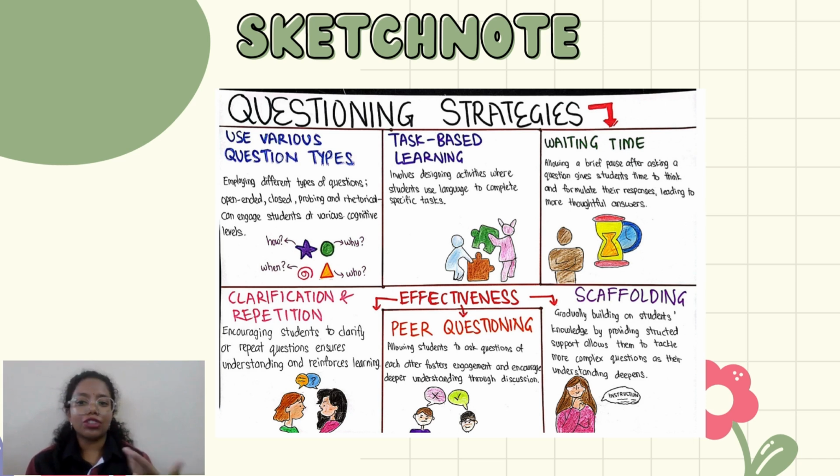Next, peer questioning. Encouraging students to ask each other questions promotes a collaborative learning environment and gives them practice in both questioning and answering. Lastly, scaffolding, which involves providing support when students need it and gradually removing it as they gain confidence. This is crucial in building independent language learners.